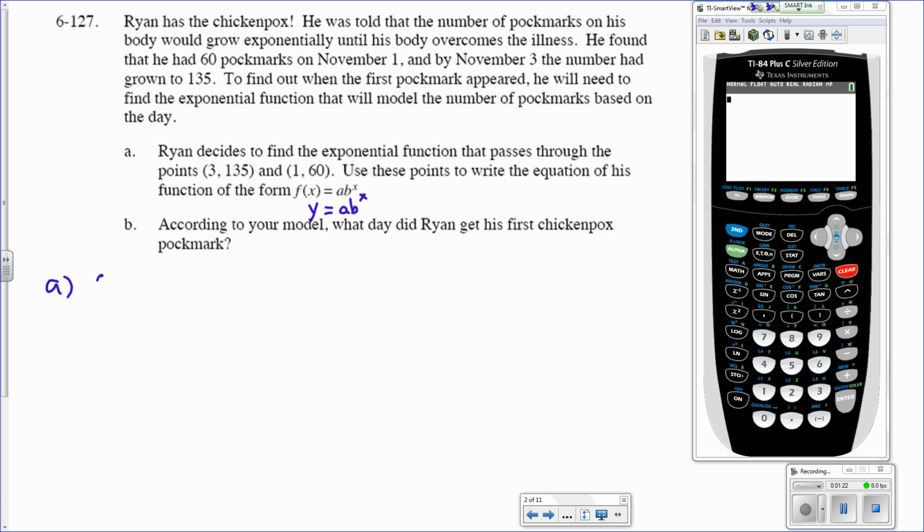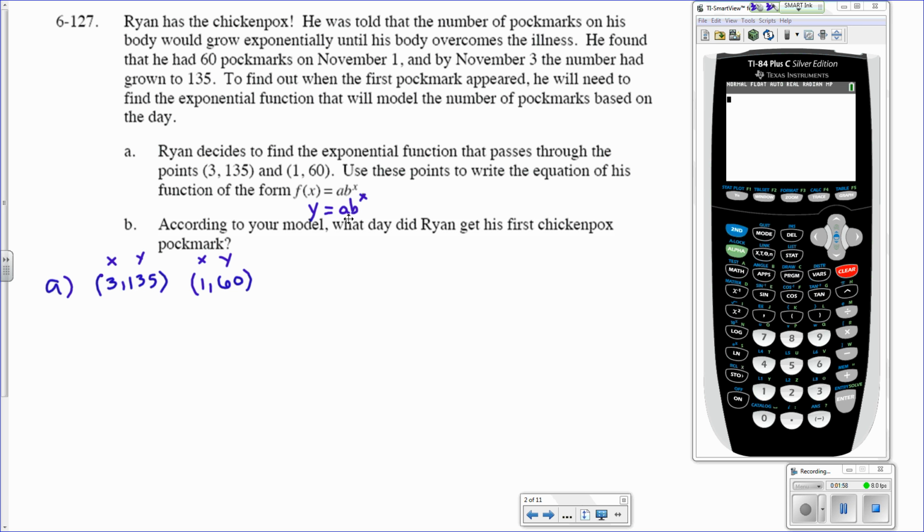Our 2 points that were given are (3, 135) and (1, 60). And we're going to use those 2 points to find the function in this form. Now, the fact that we've been given 2 points is going to help us because each of these points has an x value and a y value. So we're going to need to solve for our values of a and b.